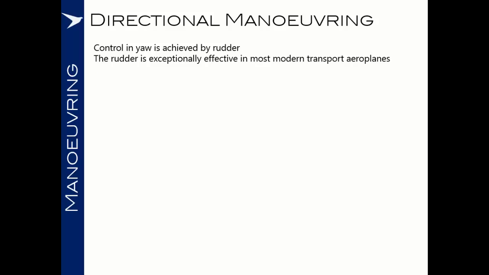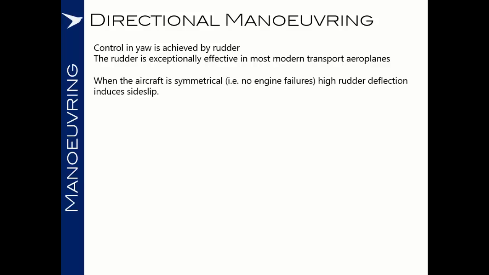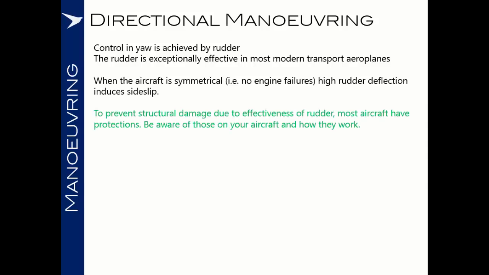Directional manoeuvring, then, is achieved by rudder. The rudder in most modern transport aircraft is exceptionally effective, and when the aircraft is symmetrical, i.e. we have no engine failures, a high rudder deflection will induce side slip with the risks that we've already seen and discussed. To prevent structural damage due to the effectiveness of the rudder, most aircraft have protections, but be aware of your own aircraft type and understand how they work.